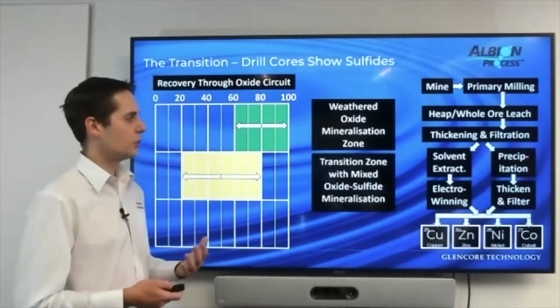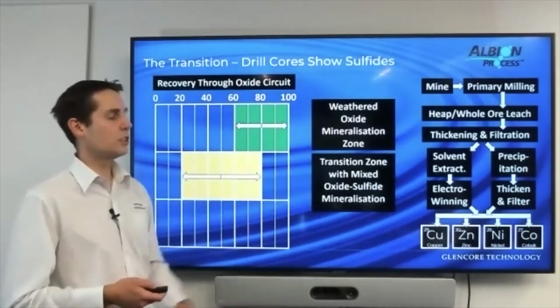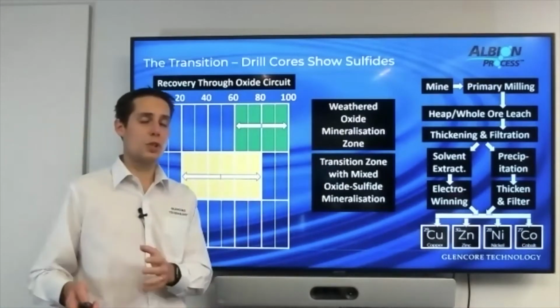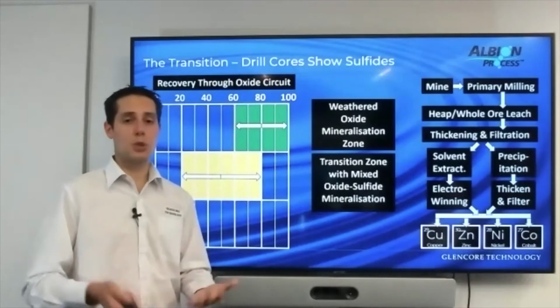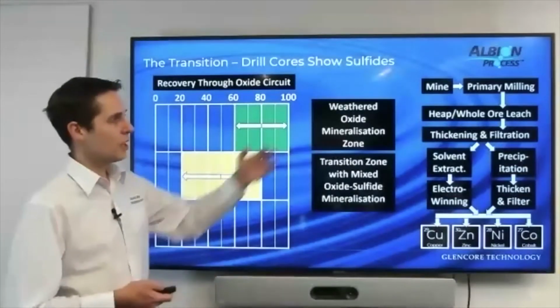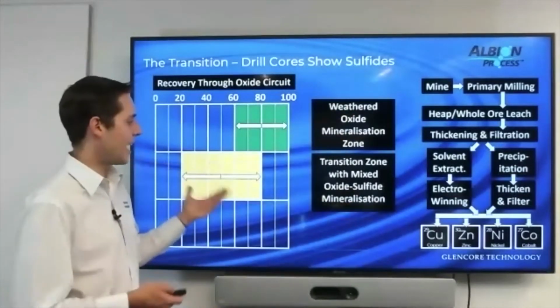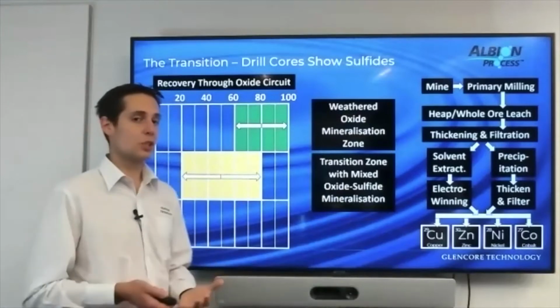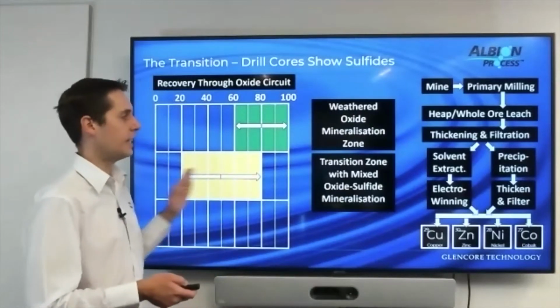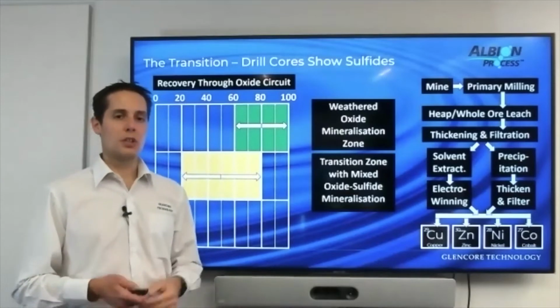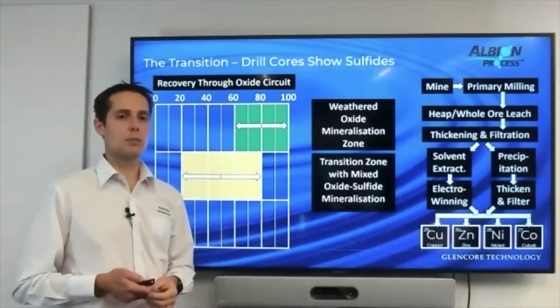Now, where we start to get into issues is if we move into these transition zones, where we start to move away from the oxides and move into the sulfide mineralization of your ore. Here, through the traditional flow sheet, you're not able to extract as much of those metals. You are going to start to see a hit in your recovery. So really, this is what we want to focus on.